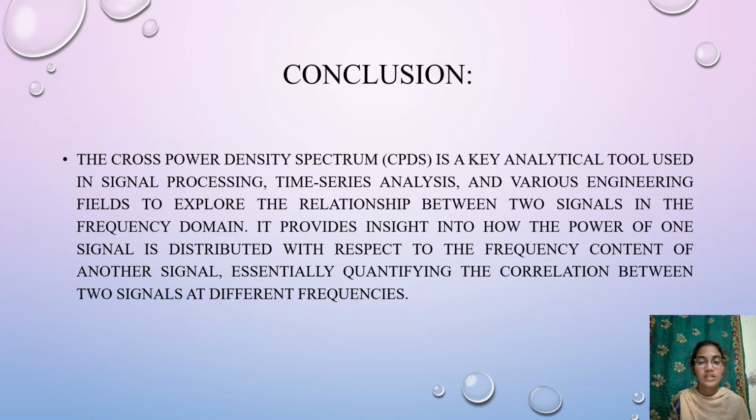Conclusion: the cross power density spectrum is a key analytical tool used in signal processing, time series analysis, and various engineering fields to explore the relationship between two signals in the frequency domain. It provides insight into how the power of one signal is distributed with respect to the frequency content of another signal, essentially quantifying the correlation between two signals at different frequencies.